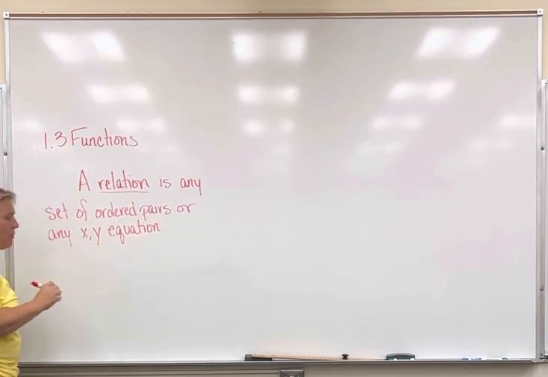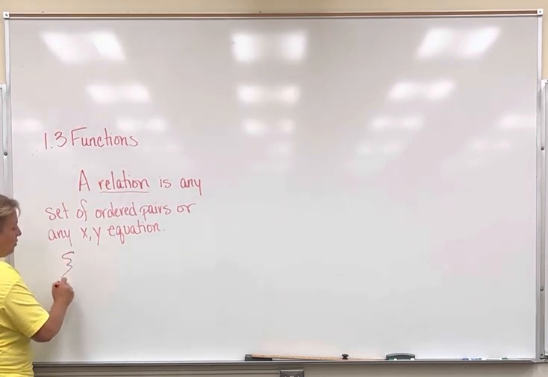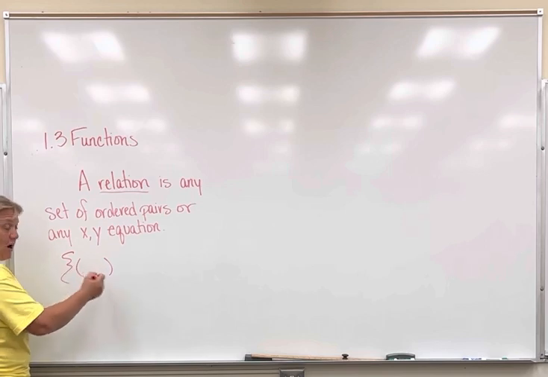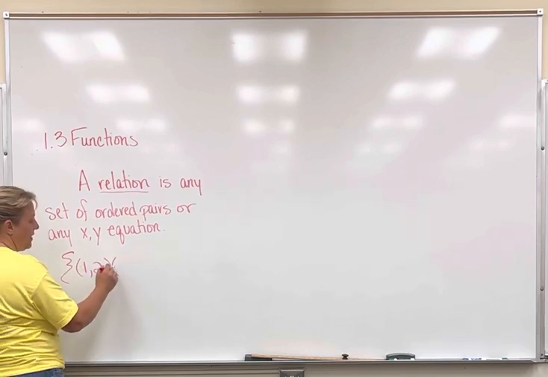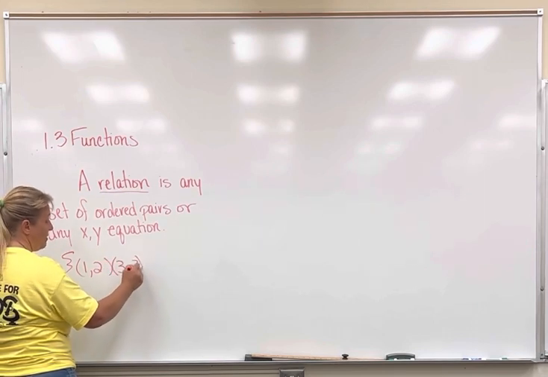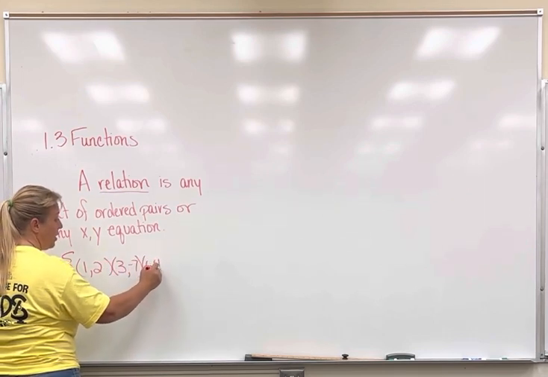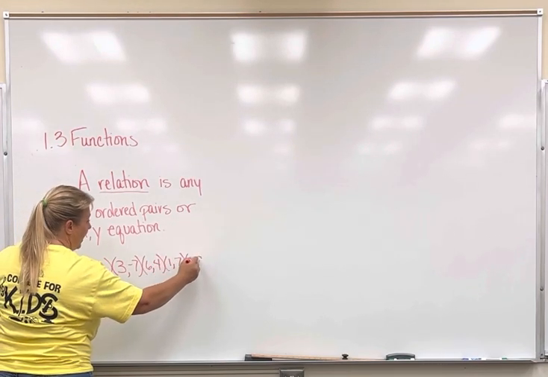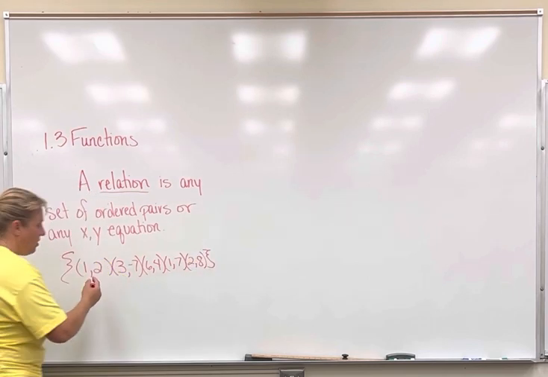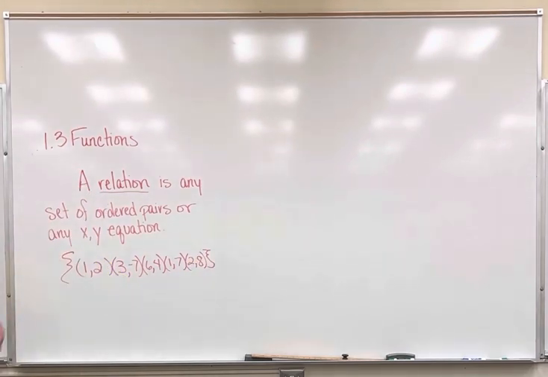So for some oddball reason, they start teaching you this with ordered pairs rather than an equation, so we'll do what they do. So they're saying that we could have ordered pairs, like x, y ordered pairs, like maybe we have the ordered pair (1, 2), we have another one, (3, -7), (6, 4), (1, 7), (2, 8). Okay. And that would be a relation. It's just a set of x, y points.